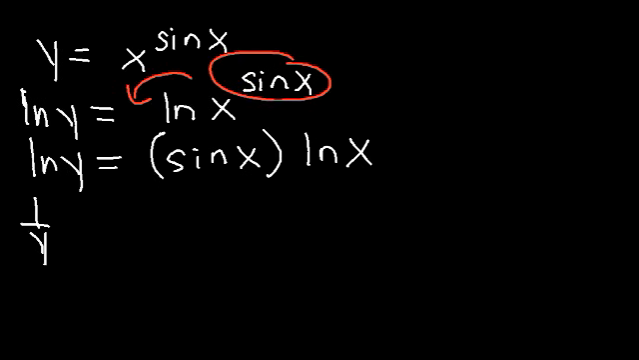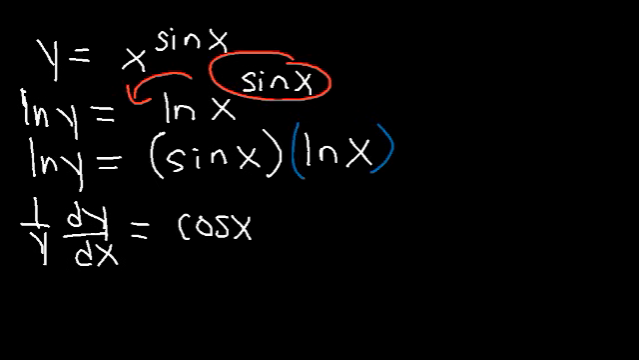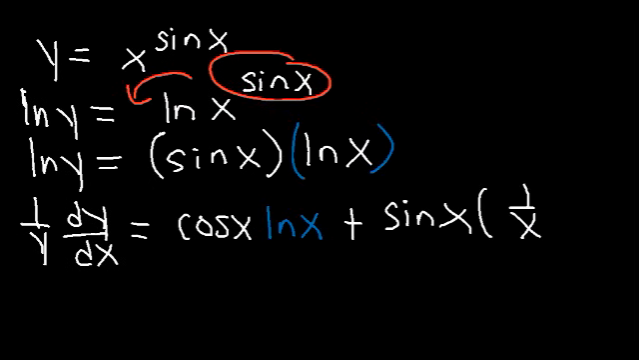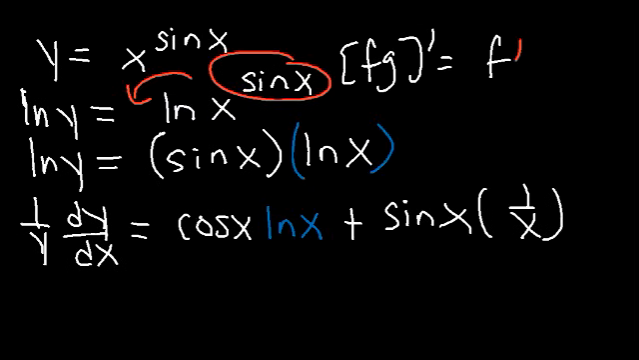So on the left side, it's 1 over y times dy dx. The derivative of sine x, we're going to use the product rule again. So let's differentiate the first part, the sine x, which is cosine x. And then we're going to keep the second part the same. That's ln x, plus the first part times the derivative of the second part, which is 1 over x. So we're using the f prime g plus f g prime formula for the first derivative using the product rule equation.